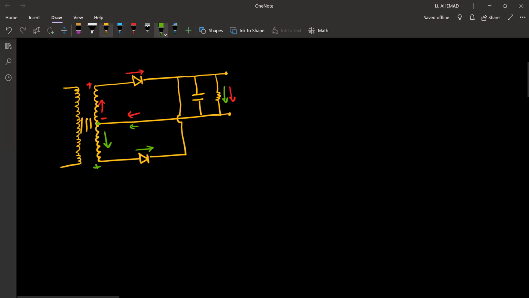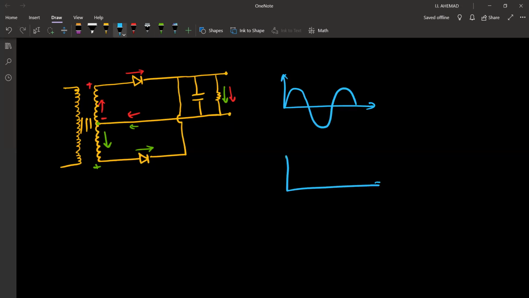Therefore, if we have a sinusoidal input, the output across this resistor will be like this. We have a smoothing capacitor, therefore it doesn't let the output current reach zero. It will maintain at a certain level. So this will be the final output.